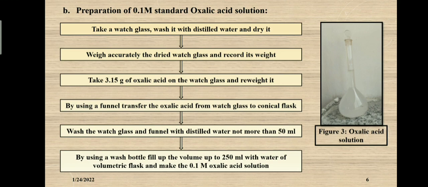Using a funnel, transfer the oxalic acid softly and carefully from the watch glass into the measuring flask or the conical flask. Then add distilled water up to 100 ml, and using the wash bottle, fill up the volume up to 250 ml with water in the volumetric flask to prepare the 0.1 molar oxalic acid solution.